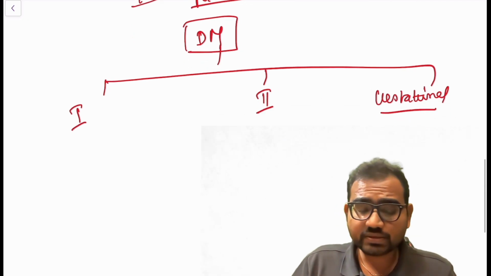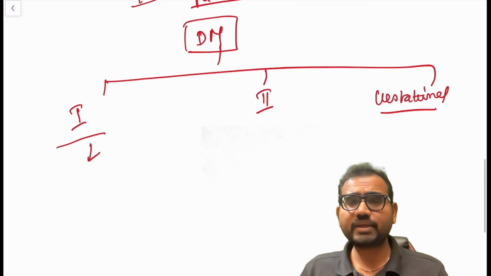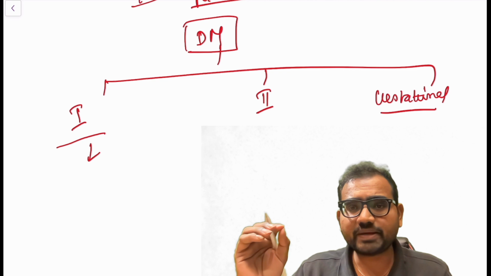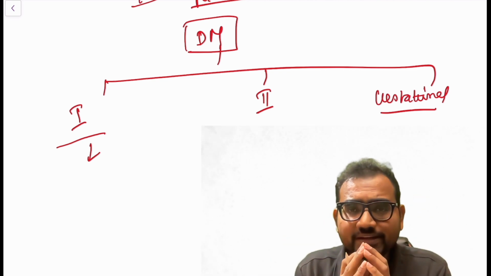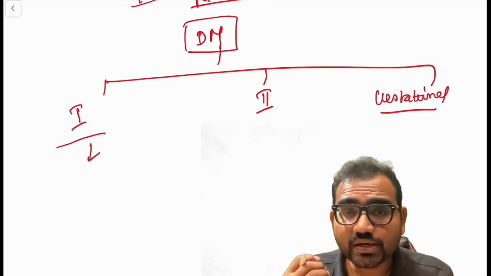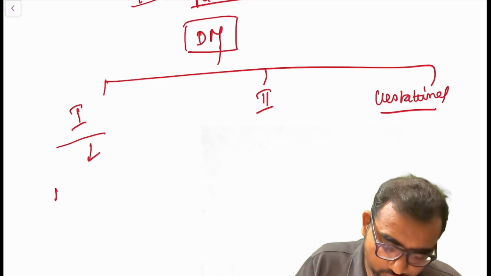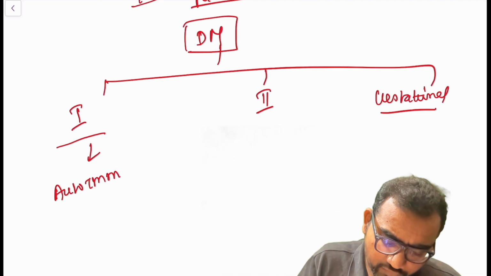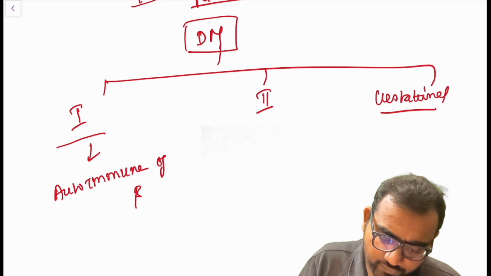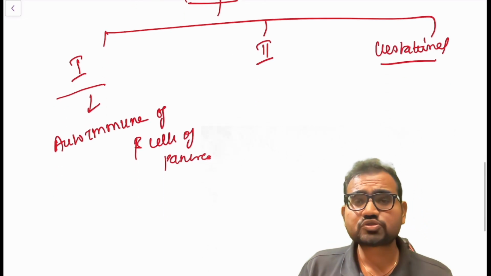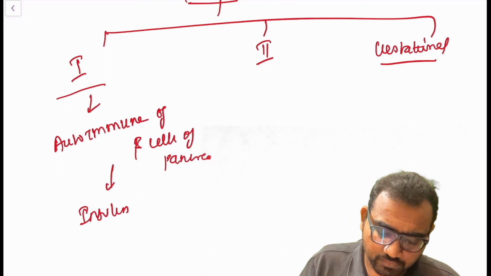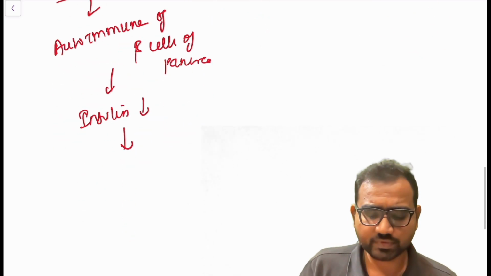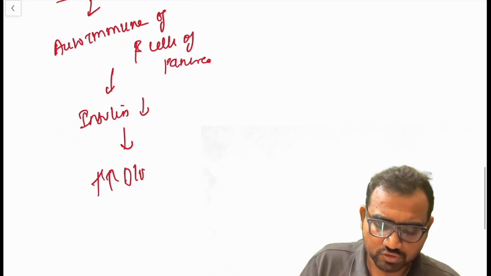Okay, so type 1, if you see, there will be autoimmune destruction of beta cells of pancreas. What does the beta cells of pancreas secrete? Insulin. So there will be complete destruction of insulin, that is, there is no insulin production by the body. Because of this, the insulin production is reduced, and there's going to be increased blood glucose levels.